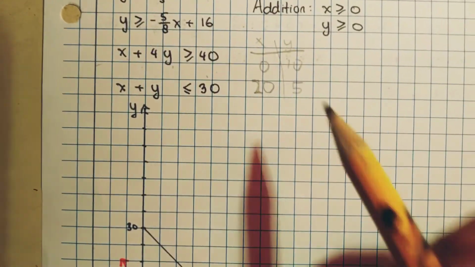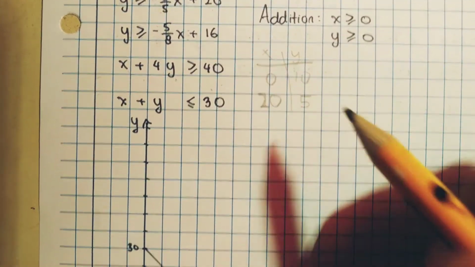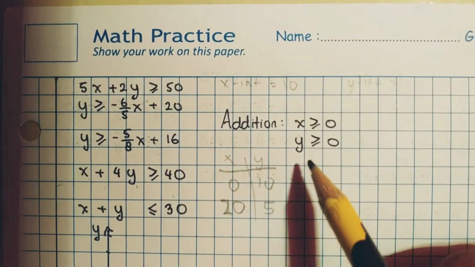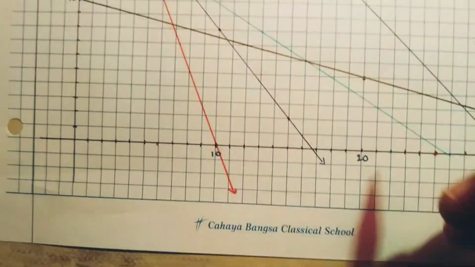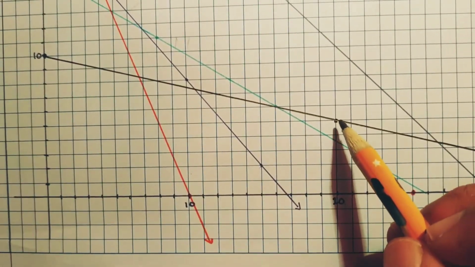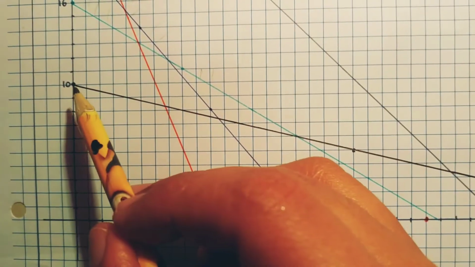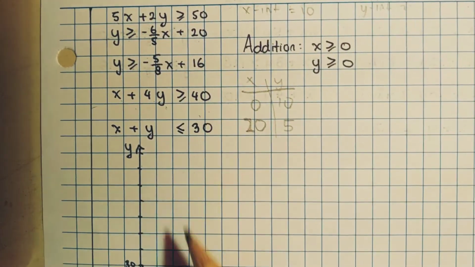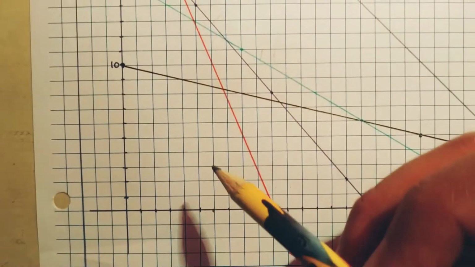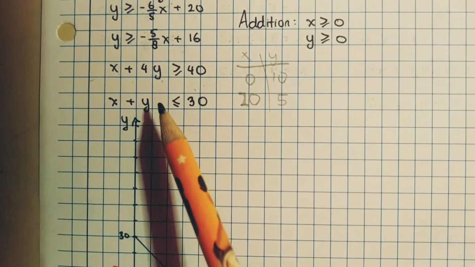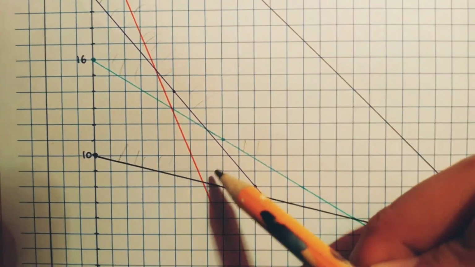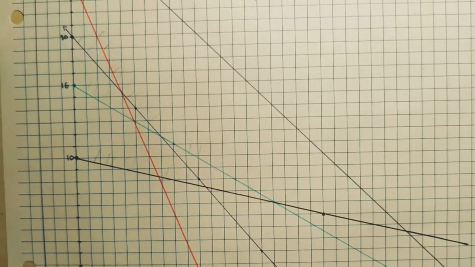You can be flexible. So the first pair is 0, 10 here. And the second one is 20, 5 here. So 0, 10, and then just connect that. You can have this line. And then to satisfy the inequality, greater than or equal to, you shade it to the above.